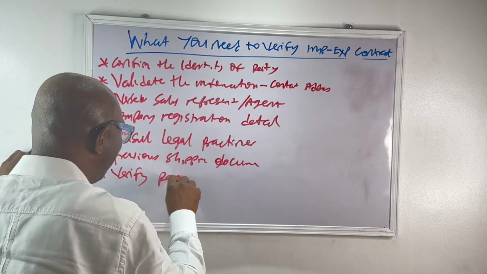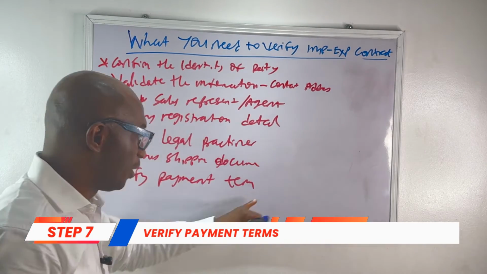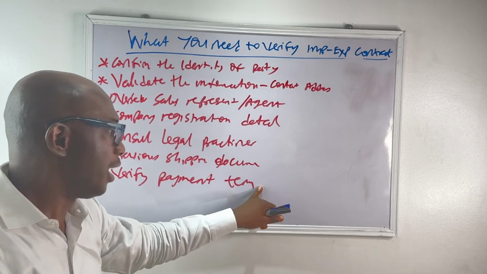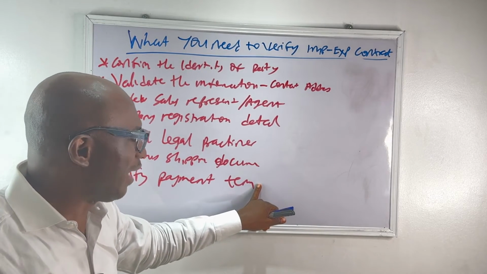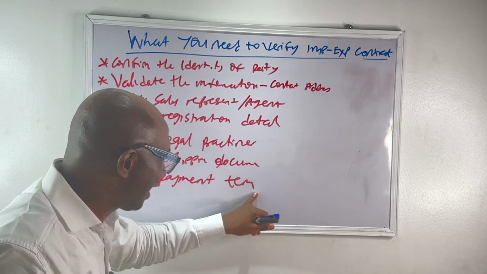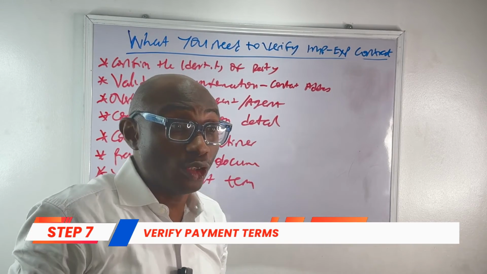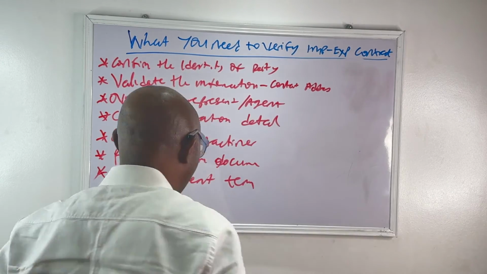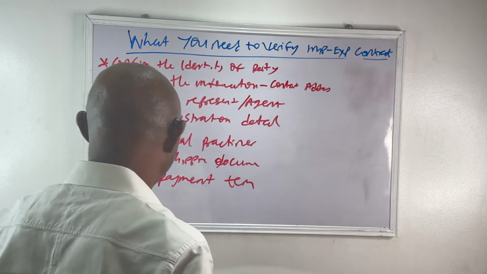Verify payment terms. That's what I just mentioned. For example, if it's an LC, that is easy because the bank can validate that easily. But if it's not a letter of credit, if it's a bill for collection, for example, you can still verify from the bank that this is their customer, and this customer has what it takes to pay, meaning he has the funding to be able to pay. So verify the payment terms. I think that is very, very important.